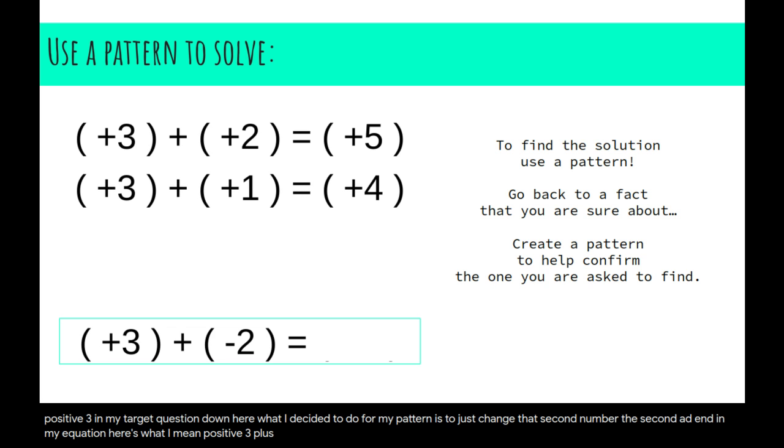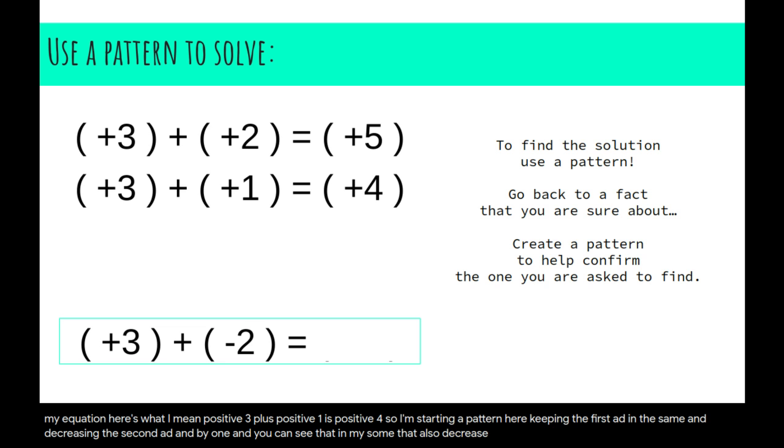Positive 3 plus positive 1 is positive 4. So I'm starting a pattern here, keeping the first addend the same and decreasing the second addend by 1. And you can see that in my sum, that also decreases by 1.